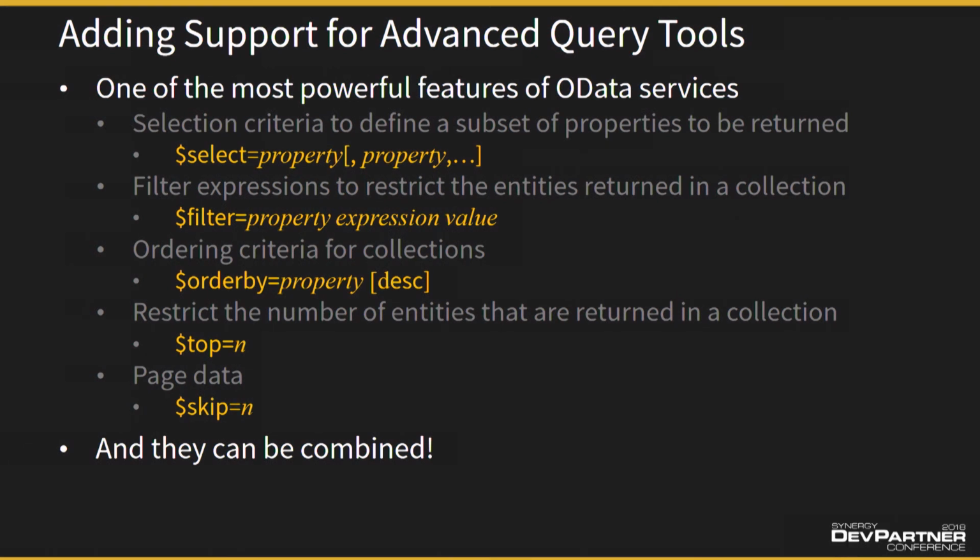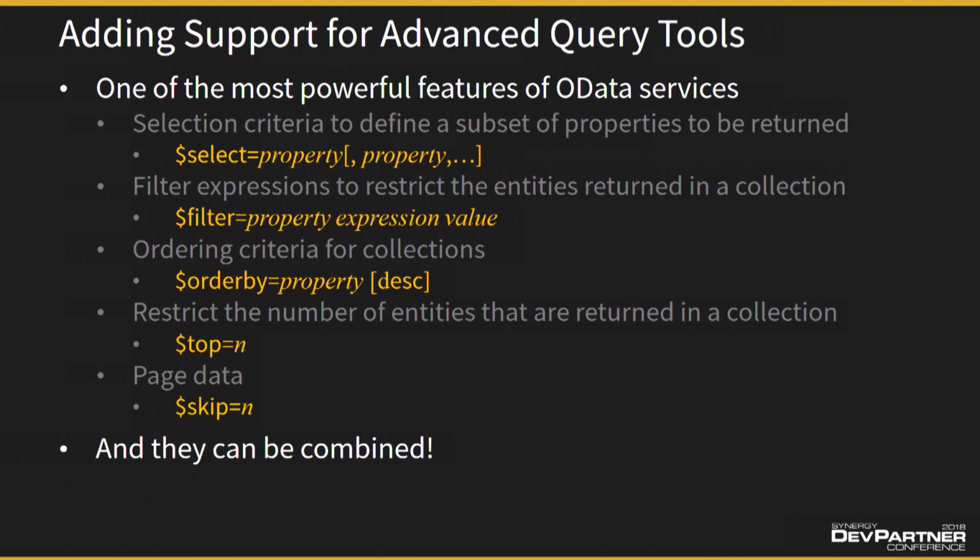Top equals 10, return only the first 10 matching, or skip a number of rows before returning data. And they can all, subject to all of them apart from select, only returning on a collection, or only being appropriate on a collection. You can combine these things in any combination that you wish to achieve the results.